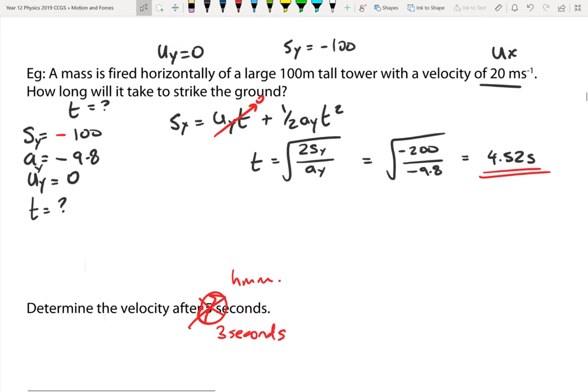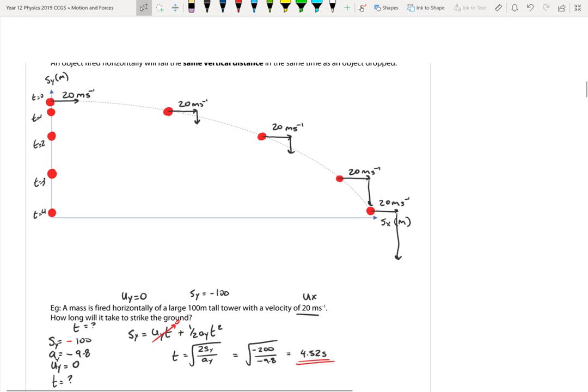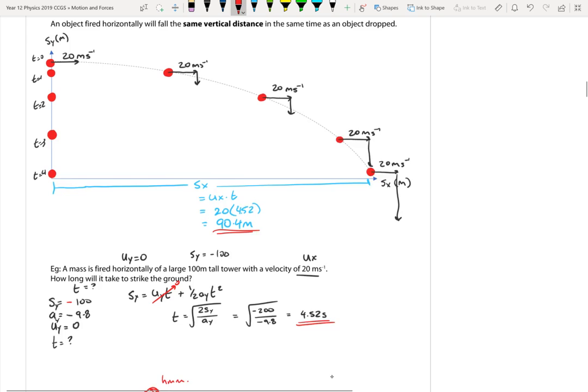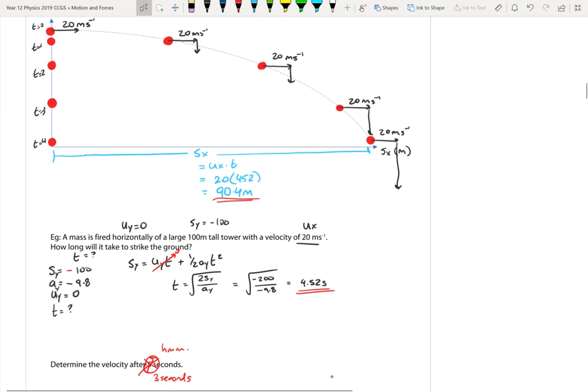Okay? We could now go back, because we have the space. We could figure out Sx. Well, that's just going to be ux times t. So that's 20 times 4.52, which is 90.4 meters. All right? So once we've solved for the total time, we can multiply it by the horizontal velocity. That gives us the horizontal displacement from the start.